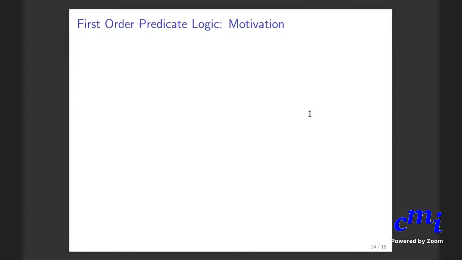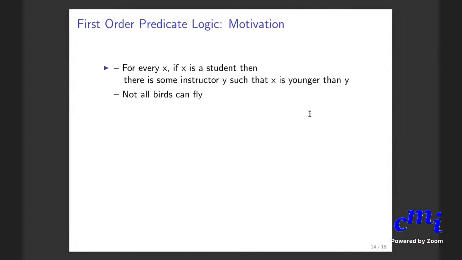So let's start with predicate logic motivation. Here are some of the things that you cannot express in simple propositional logic, where the atomic things are propositional statements. For example, for every X, if X is a student, then there is some instructor Y such that X is younger than Y. Or things like not all birds can fly.